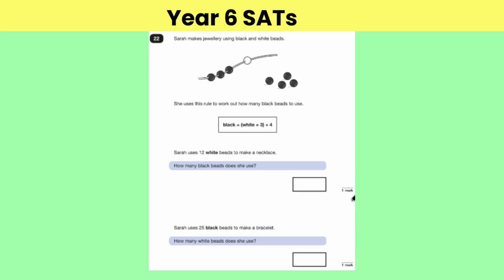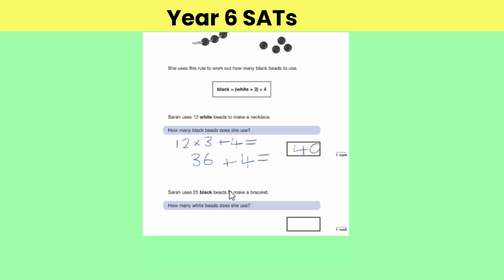So we're just going to do a bit of substitution. That is, we're going to take the information and replace the formula with the information we've got. So black equals white times 3. We know we've got 12 white, so instead of white times 3 we would put 12 times 3 plus 4, and that's going to give us our black. So 12 times 3 is 36 plus 4 is 40. Okay, we've just replaced the algebra, the unknown variables in the expression, with the information we've been given.